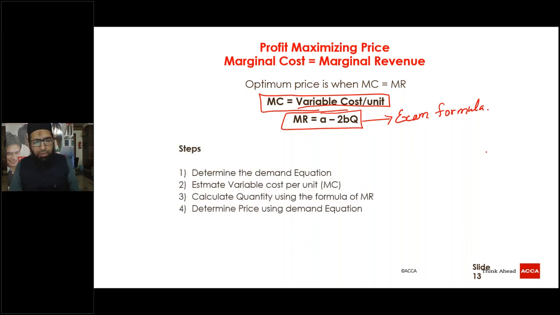Now, the steps to determine the optimum price and quantity are these. First of all, we determine the demand equation. Then we estimate the variable cost per unit. Then we calculate the quantity using the formula of MR. And finally, determine price using the demand equation.